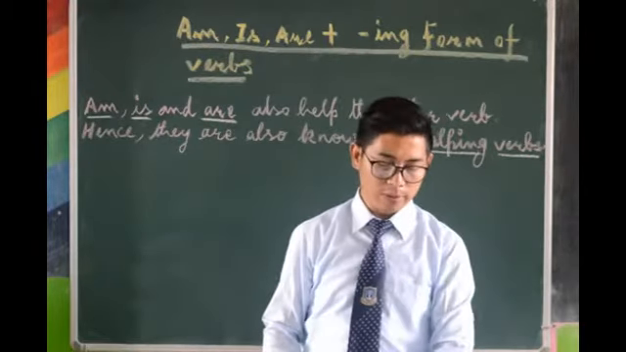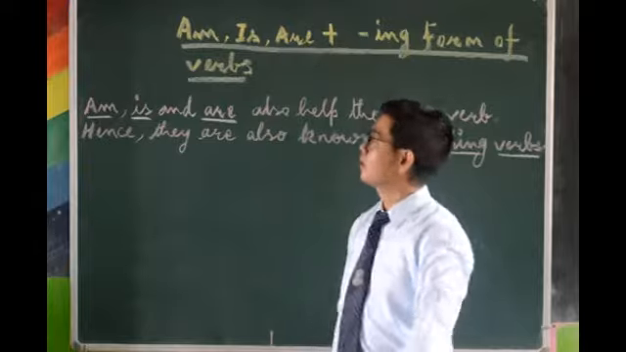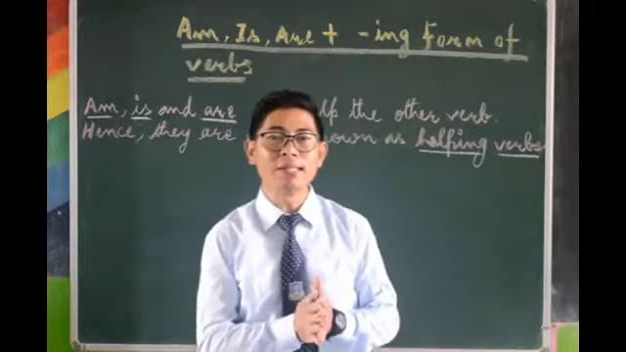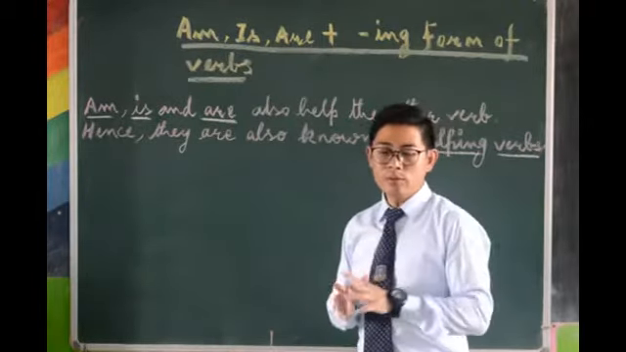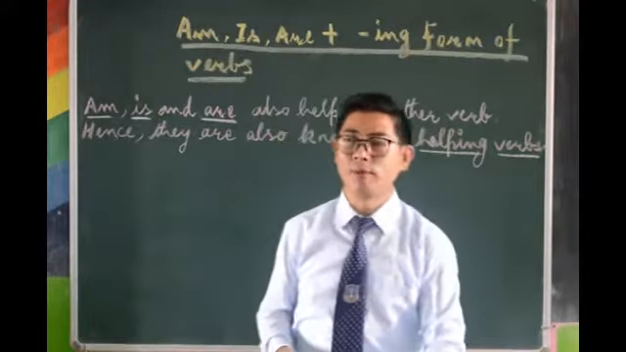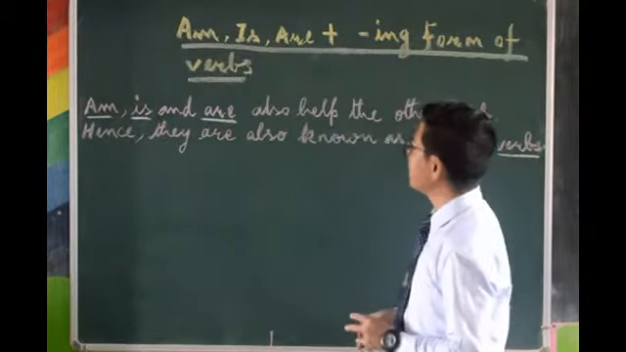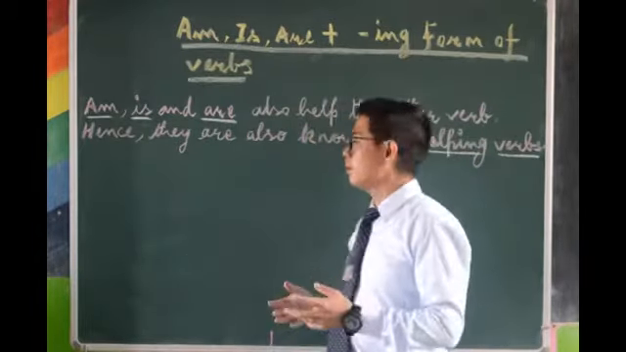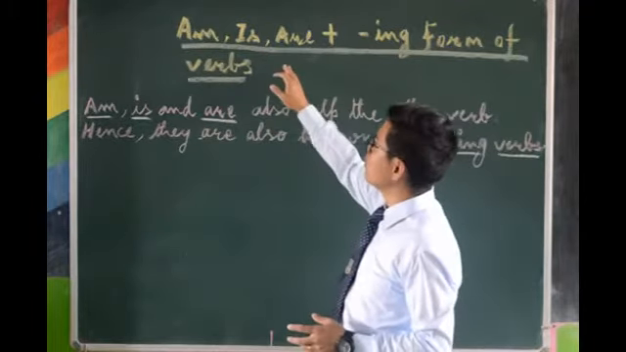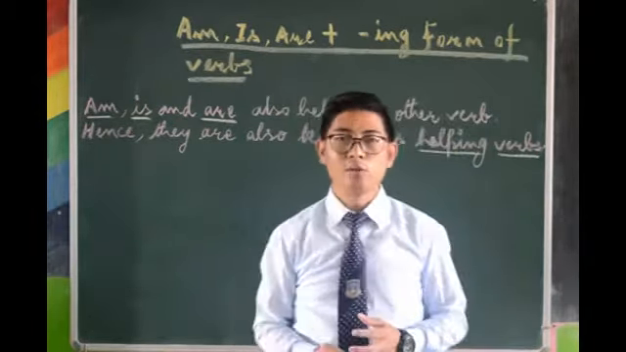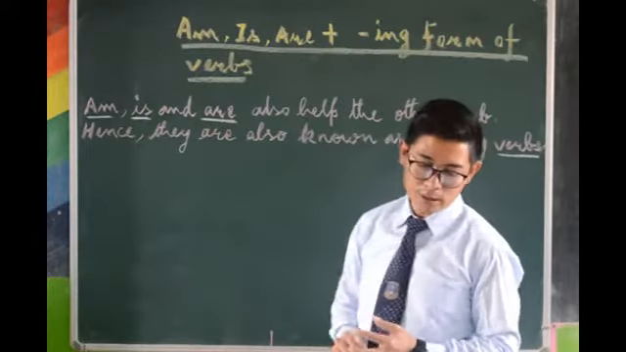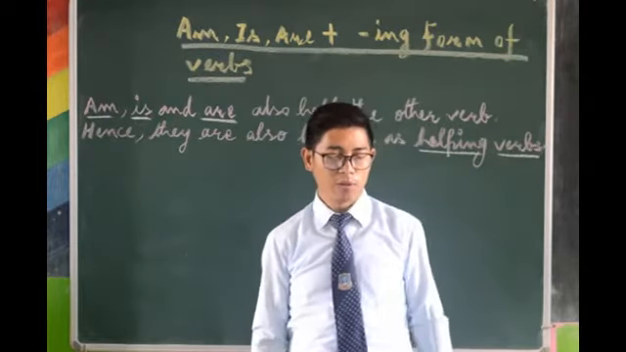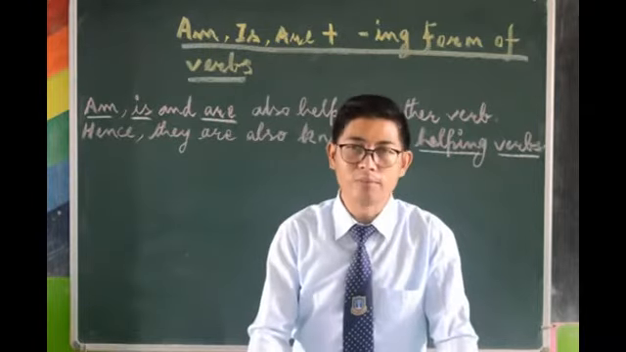So today we are going to learn about am, is, are plus the ing form of verbs. In our previous class we have learned that there are two kinds of verbs. One is action and another one is being verb. Action verbs, I have told you, are sleep, eat, whatever action you do, and the being words are am, is, and are. Here we are going to learn that am, is, are also have other verbs.